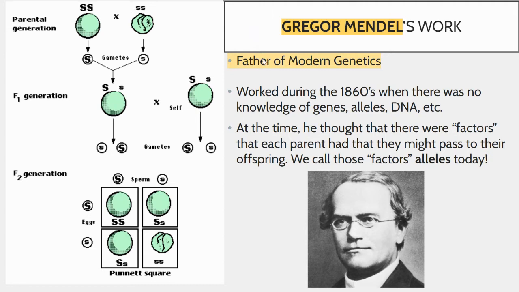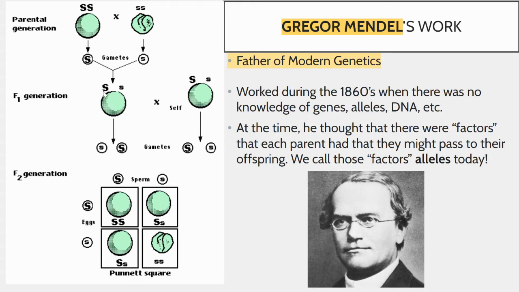So he looked at pea plants and he crossed a purebred round pea plant with a purebred wrinkly pea plant. And all of the children, or offspring, of those pea plants were round. And he was like, well, hang on. What happened to the wrinkly trait? How did that just disappear?